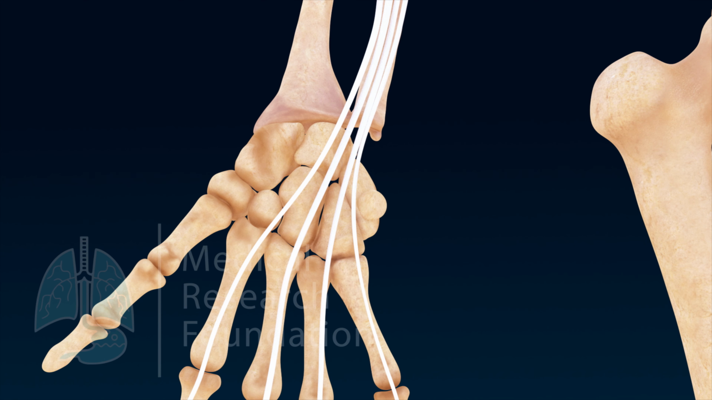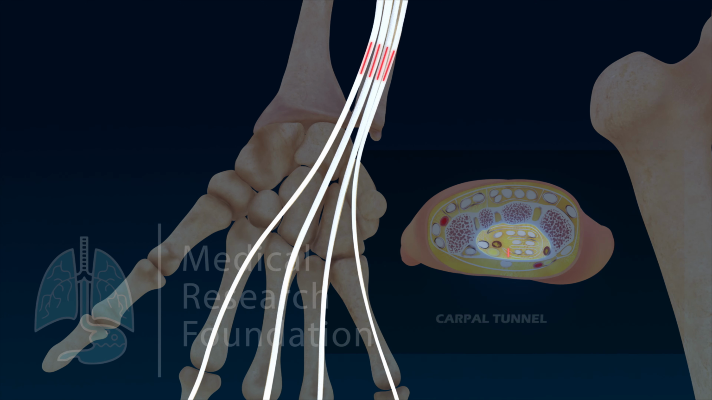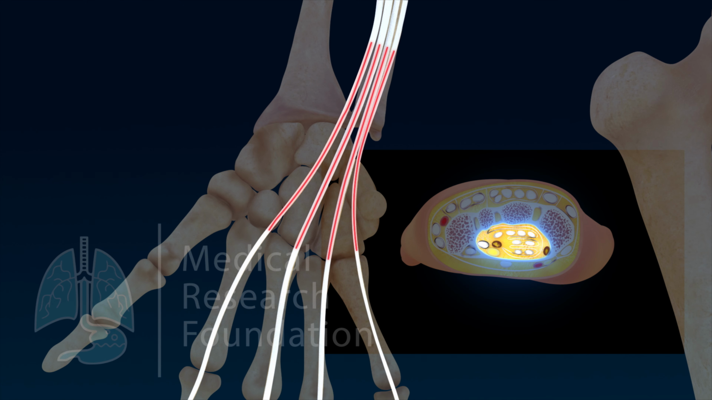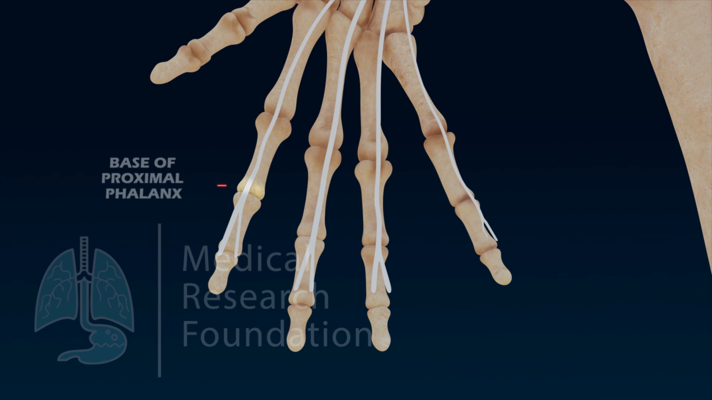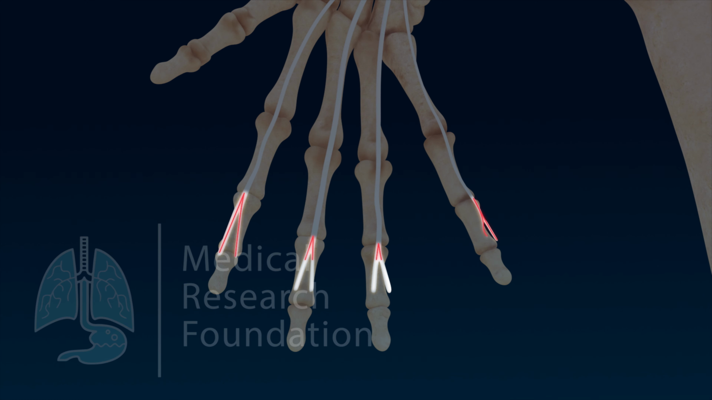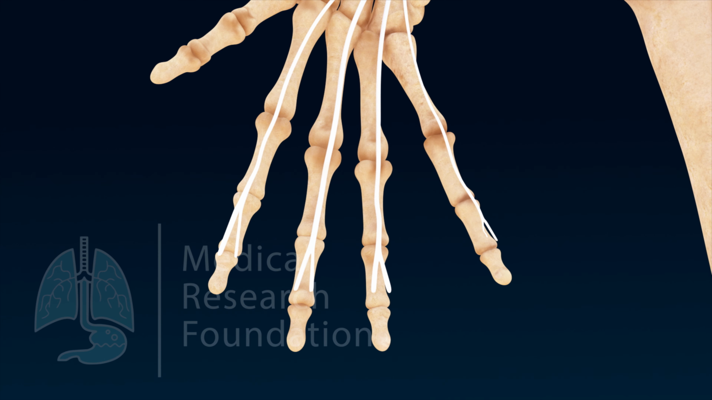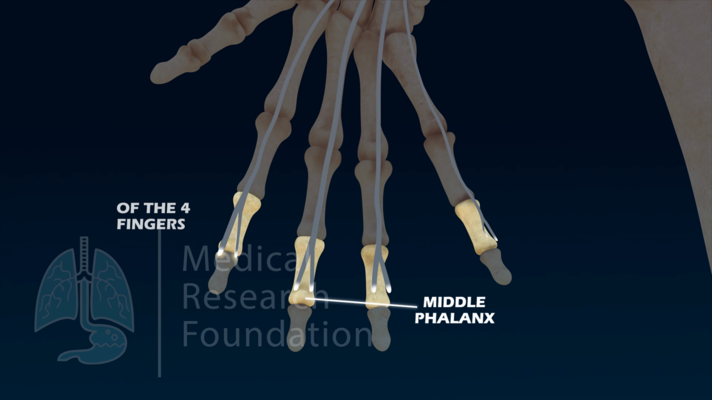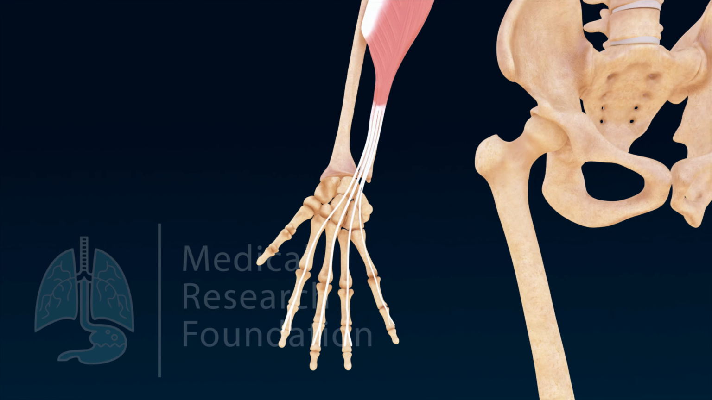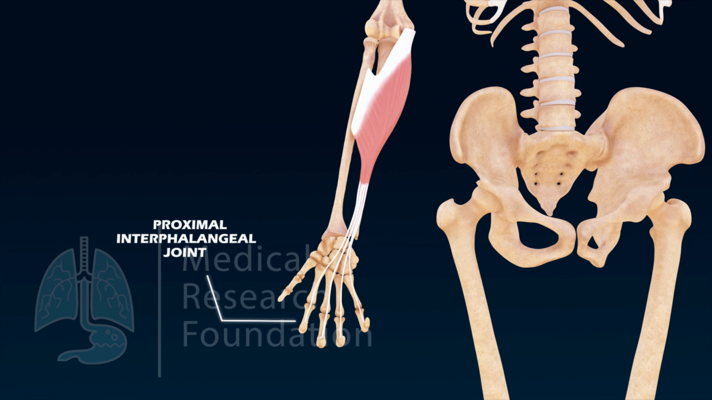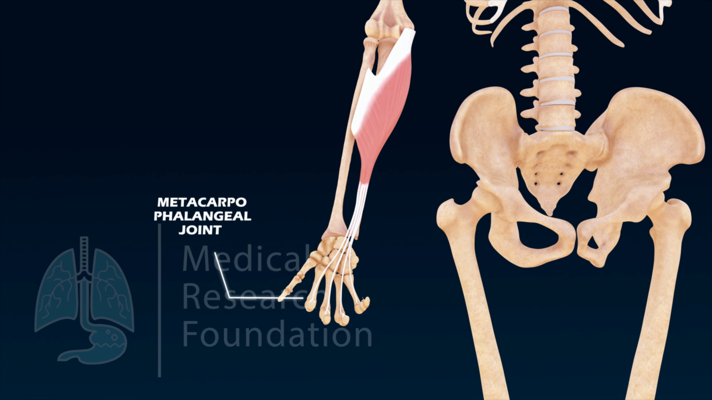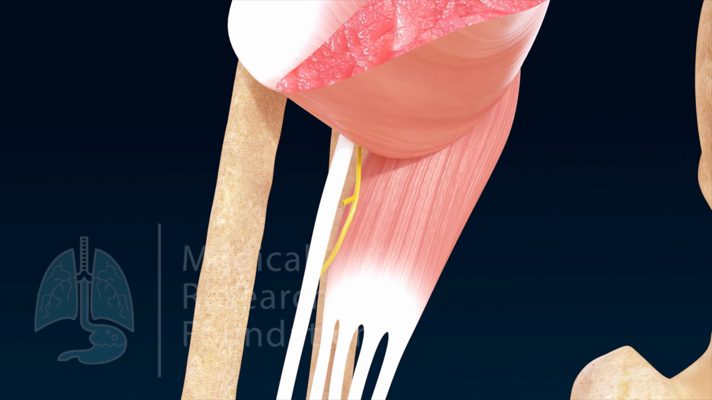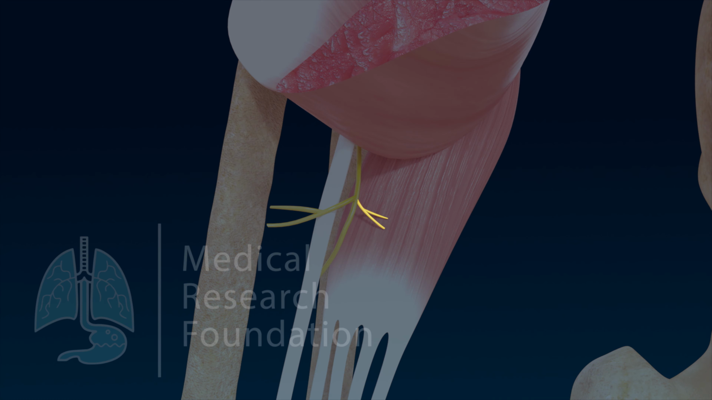Insertion: 4 tendons pass through the carpal tunnel and enter the palm. At the level of base of proximal phalanx, each tendon splits into 2 slips, and slips get inserted to the sides of the middle phalanx of all 4 fingers. Action: it flexes proximal interphalangeal joint and the metacarpophalangeal joint, and the muscle is supplied by the median nerve.